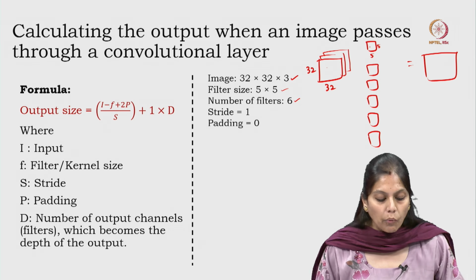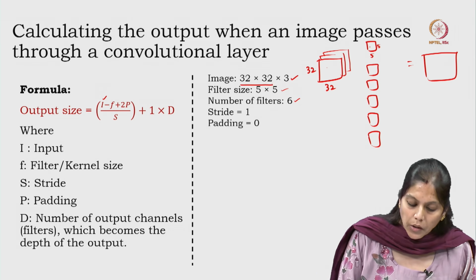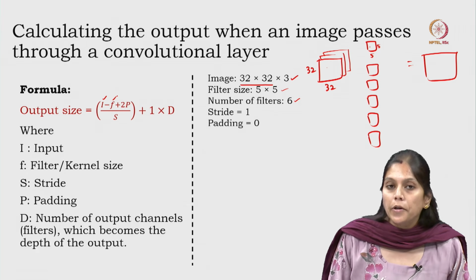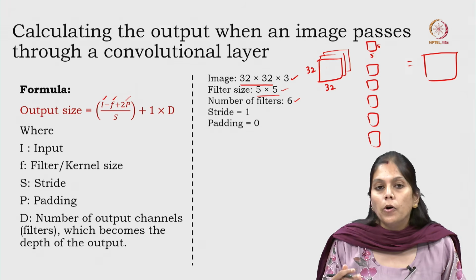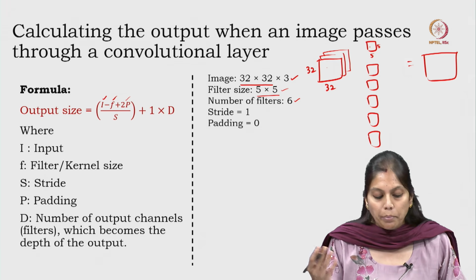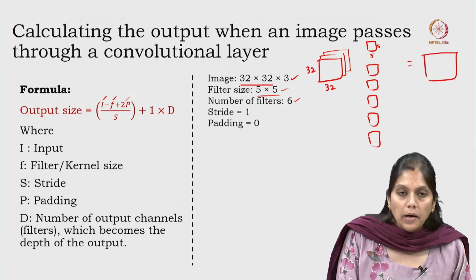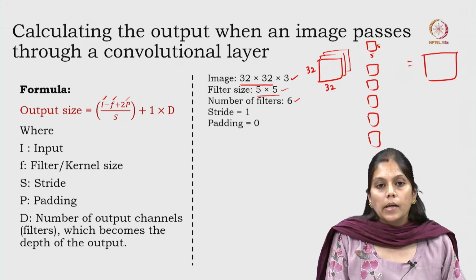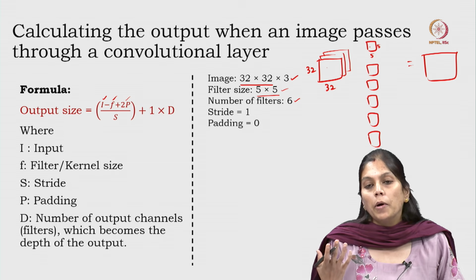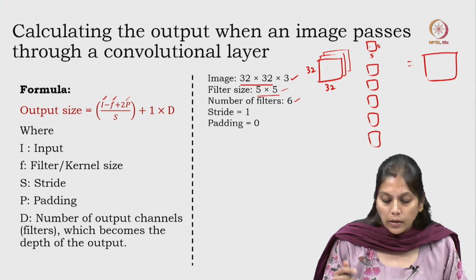So just substitute the values in this. Here I stands for input, which is 32, 32. F stands for filter, which is 5 cross 5, and 2P stands for whether there is padding or no padding. So since there is no padding, this entire term becomes 0. Then stride, since the stride is 1, the denominator is 1, and then we have depth. D stands for the number of such filters, so the output channels, which is the number of filters.